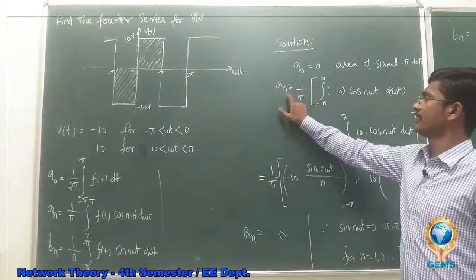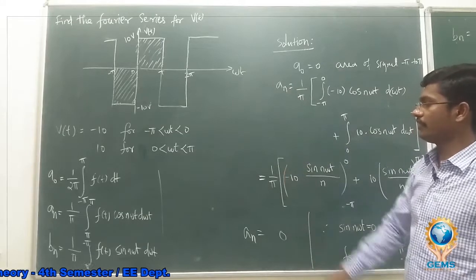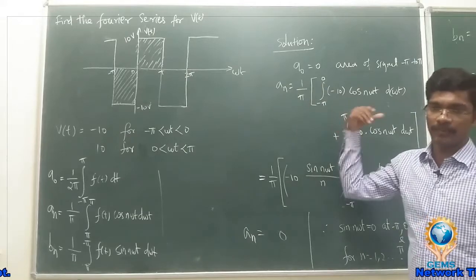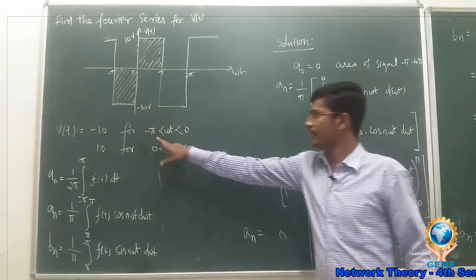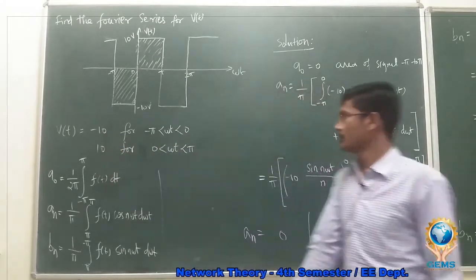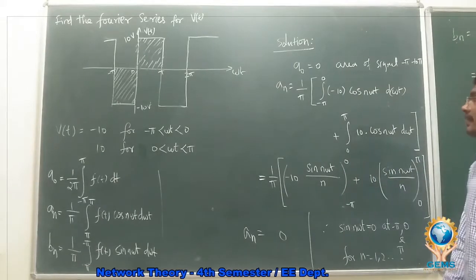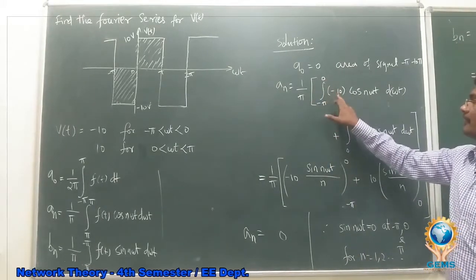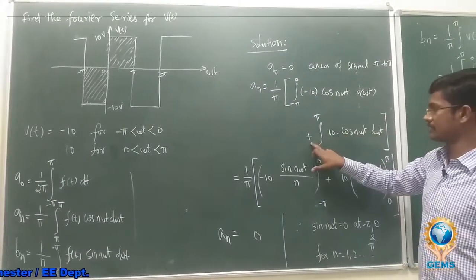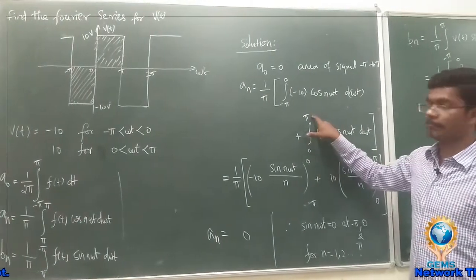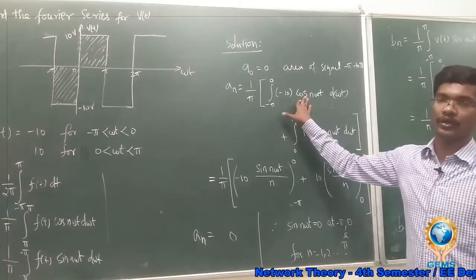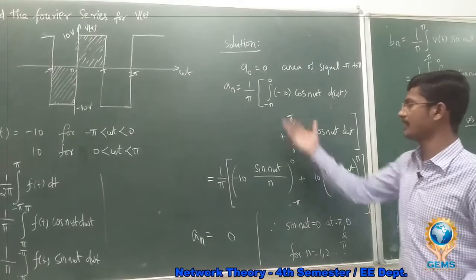After that we will find the a n value. We have 1 by pi, and then integrate from minus pi to pi. Here from minus pi to 0 the value is different, and from 0 to pi the value is different, so we are going to split the integral. From minus pi to 0 the value is minus 10, multiplied with cos n omega t d omega t, plus the next limit 0 to pi, 10 into cos n omega t d omega t. Now we are going to integrate, then apply the limit.